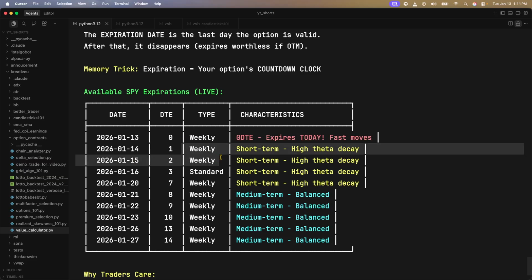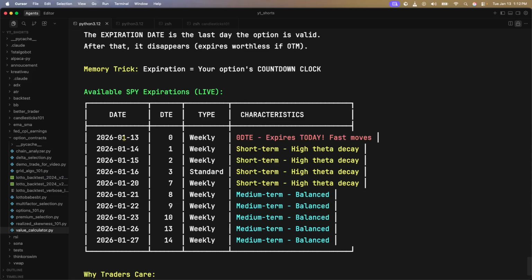And then weekly contracts are contracts that expire on the Friday of the week. So you probably get it on Monday or Tuesday, and you have until Friday for that contract to expire. And then we have bi-weekly and monthly contracts as well. One thing to keep in mind is that the more time we have, the less theta decay is going to happen. What is theta decay? Every day, your option contract loses value.